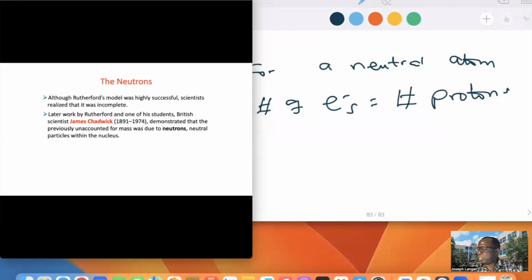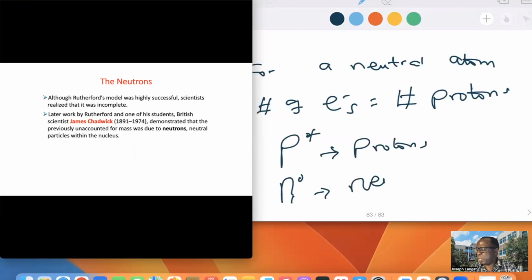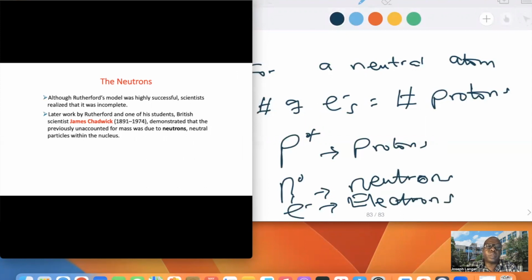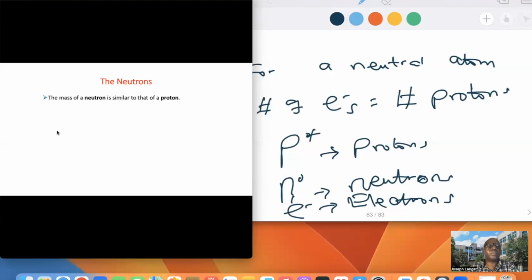So you see in subatomic particles, these are protons, I'm just going to have that for positive. These are neutrons, which do not carry any electrical charge. And these are electrons. So remember the subatomic particles, which we are going to look at in the next section.